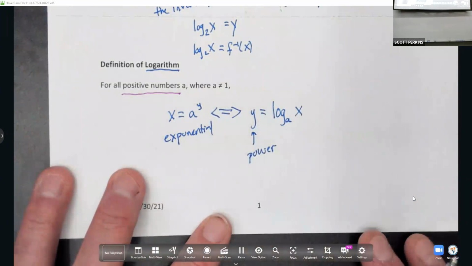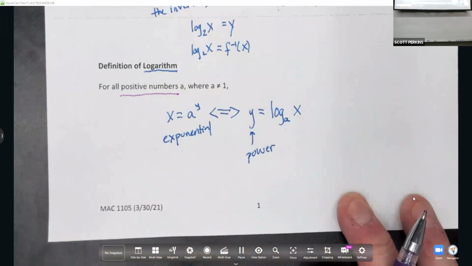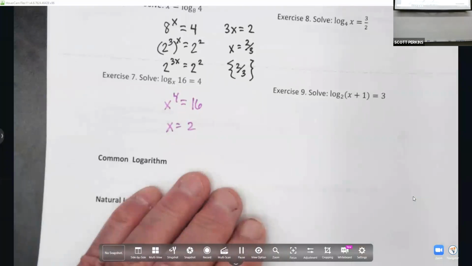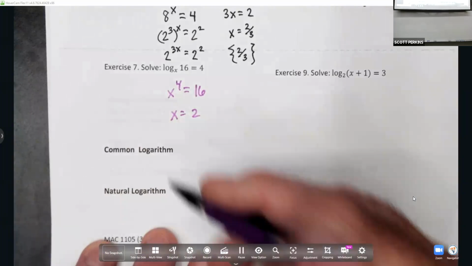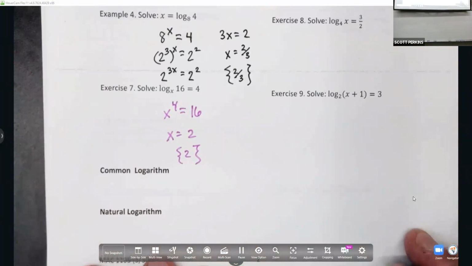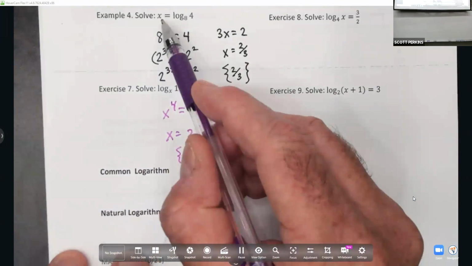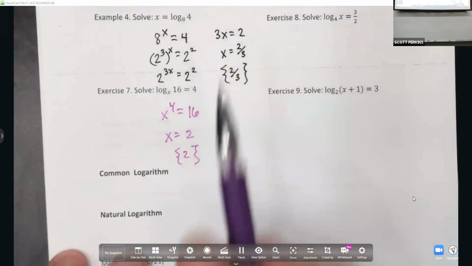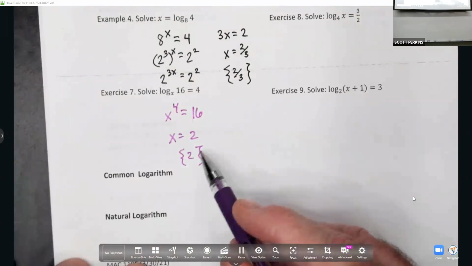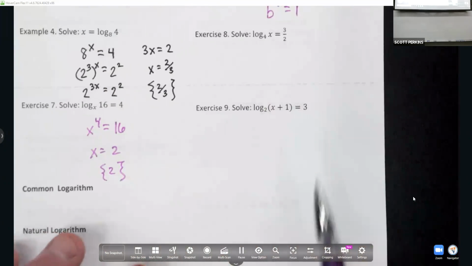That's why I don't care about the value -2 to the 4th power being equal to 16, because we are only considering values of the base, values of A, that are positive numbers. So the solution set here is 2. Now remember, that's only applying to my base. That's not saying that my power can't be negative or anything else. It's just my base. All right, exercise 8.